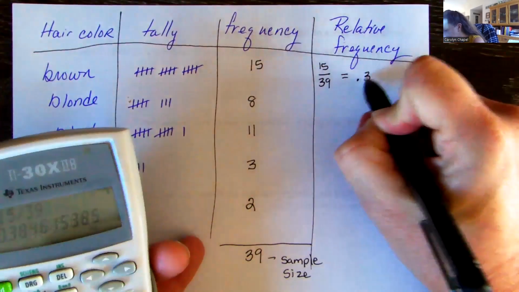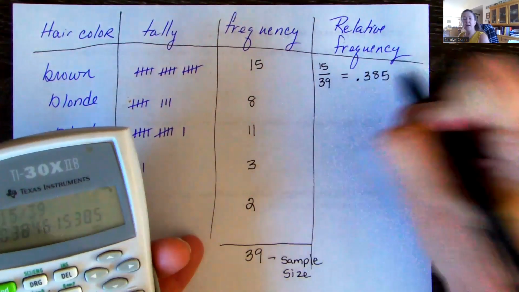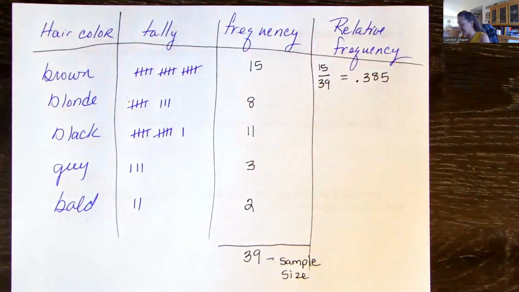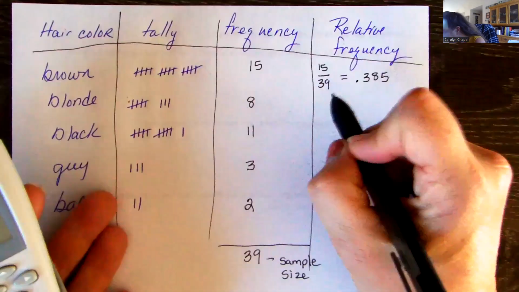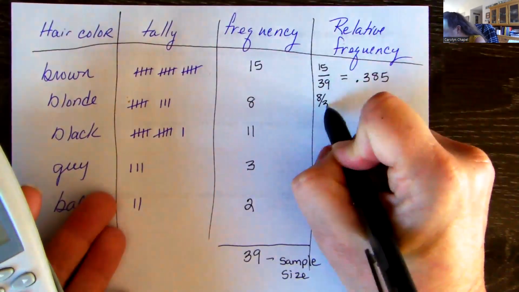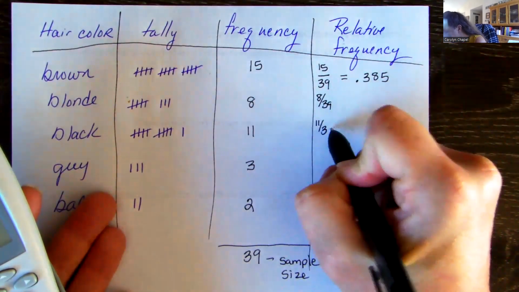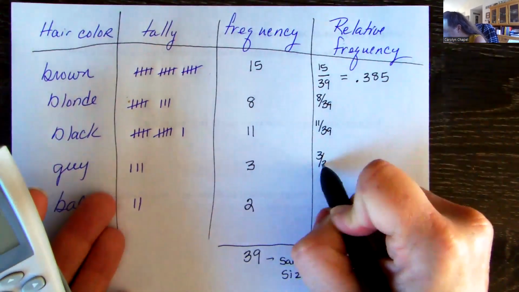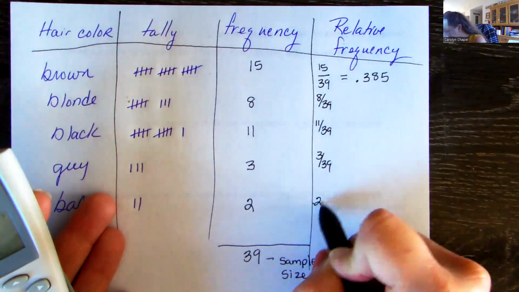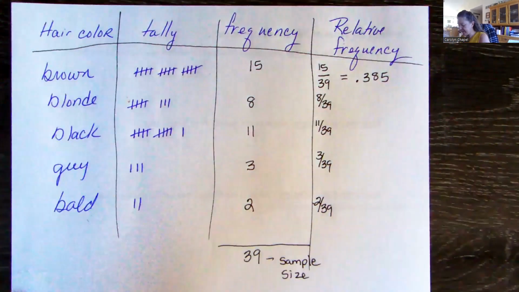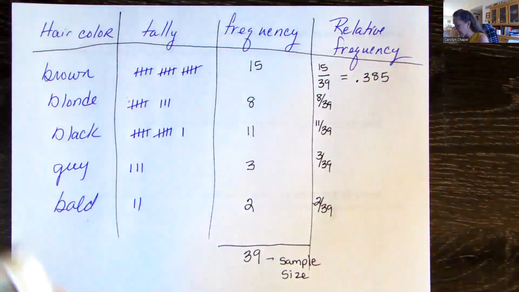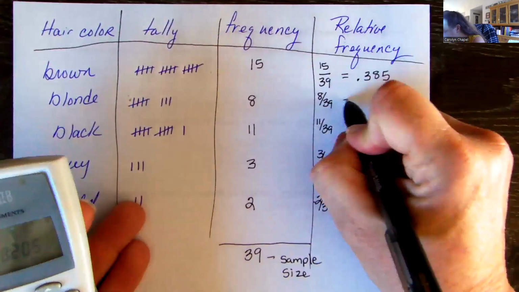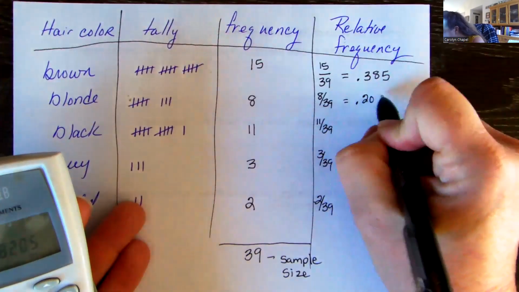There is no right way to round these. I'm just going to go to 3 decimals. And I'm going to do this kind of quickly, because after I've done 1, you're like, oh, that's easy. I can do this. So 8 divided by the 39. Again, I'm going 2 decimals.